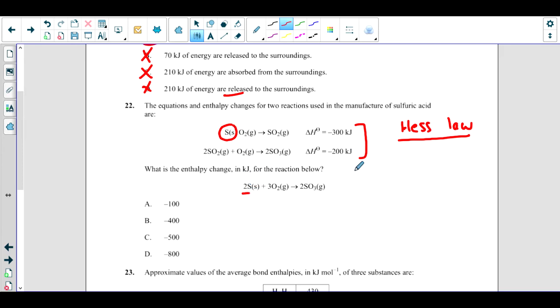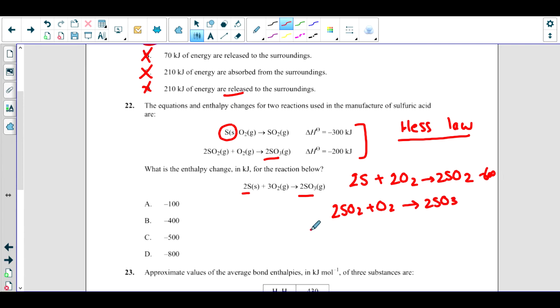So what is better? That we multiply this equation by 2. So 2S plus 2O2 will give us 2SO2. And what will happen to the enthalpy? It will be doubled. It will be negative 600. Now here we need 2SO3. Here we also have 2SO3. So no need to flip it. Just rewrite the equation. 2SO2 plus O2 will give us 2SO3.